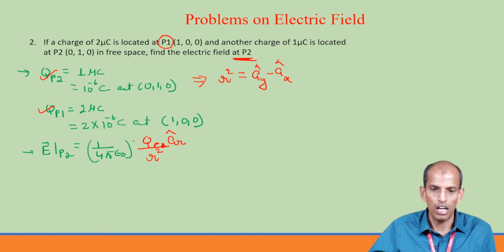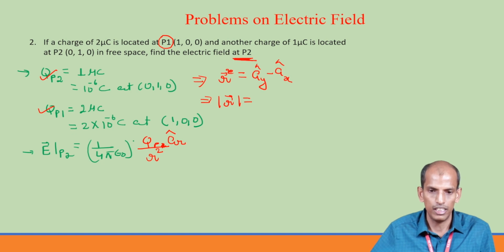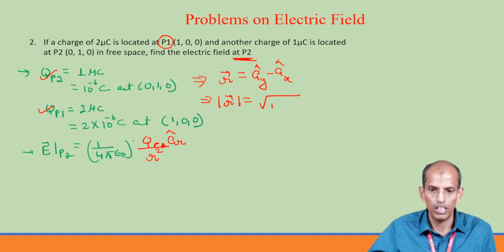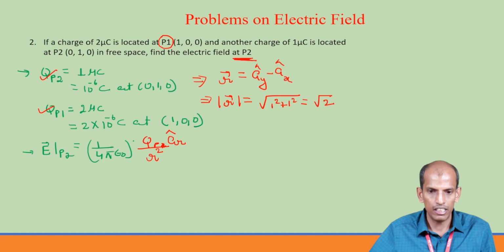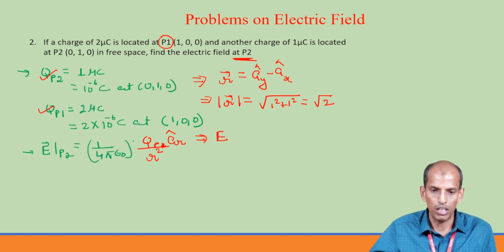So this would be the vector R, not the mod of R square. Let me rewrite this. Sorry for this fumble. So the mod of R would be very simple: 1 square plus 1 square, that is square root of 2. That is not anything big. And then now we can plug in the values. That's very easy to solve.